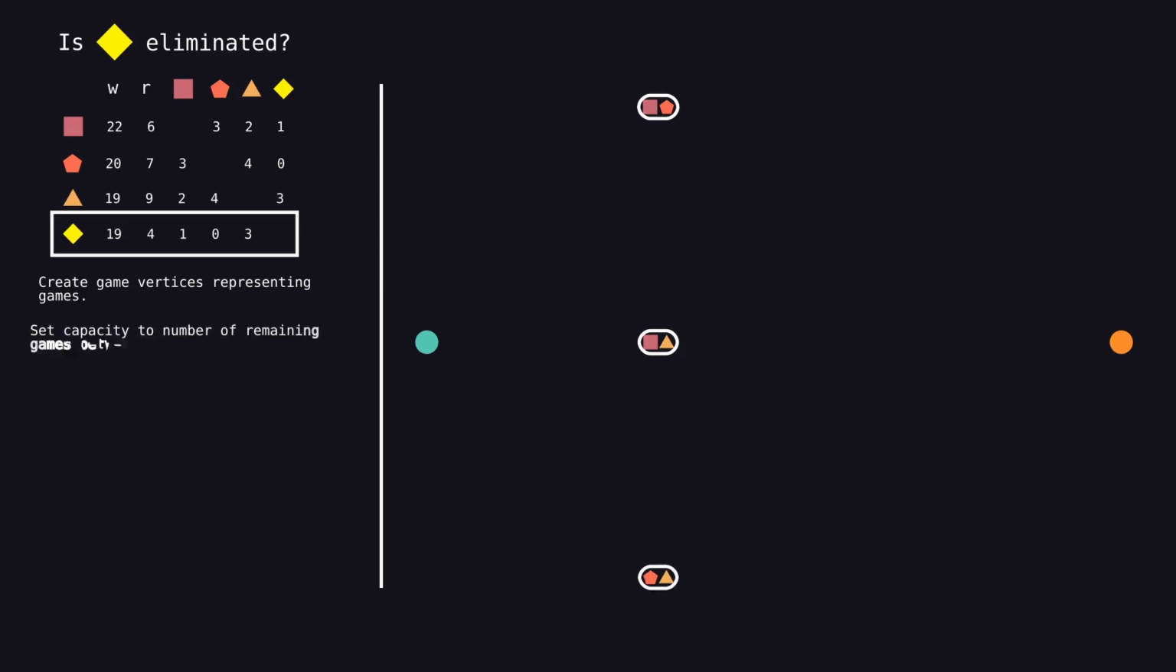So we set the capacity of the edges from the source to these game vertices as the number of remaining games those 2 teams have to play against each other. For example, Square and Pentagon have 3 remaining games against each other, Square and Triangle have 2, and Pentagon and Triangle have 4.